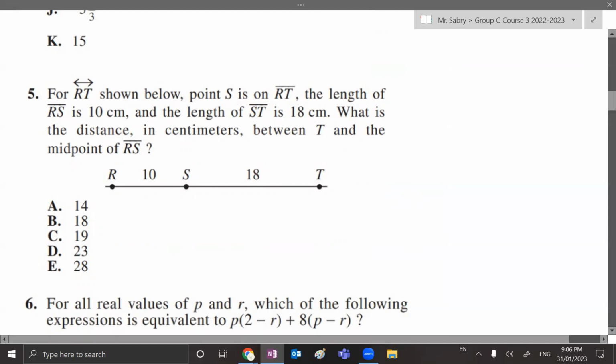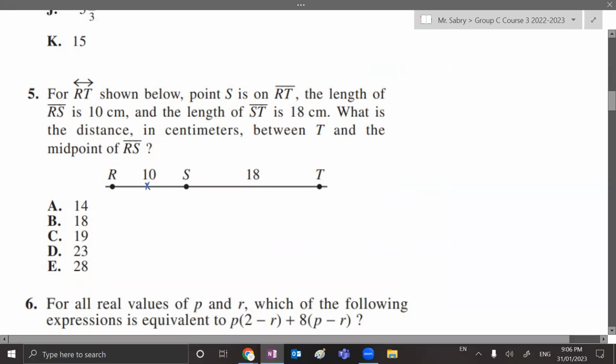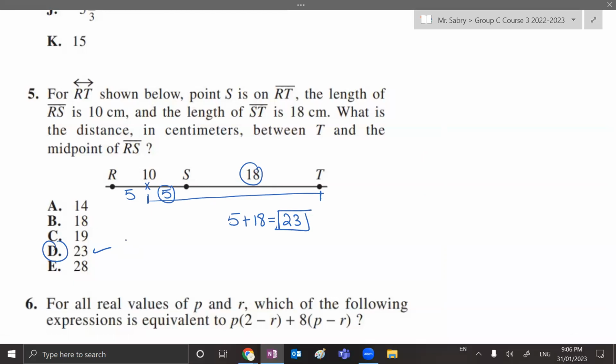So we're going to go for the RS first and get the midpoint of it. But understand that the midpoint is exactly in the middle, which makes this side 5 and this side 5. I need the distance between the point T, which is this one here, and the midpoint. So I need to know what's this distance here. I have 5 here and 18 there, so 5 plus 18, that's a total of 23. So the answer here is D right away. And we actually solved this question before, separately, in the topics we were working on.